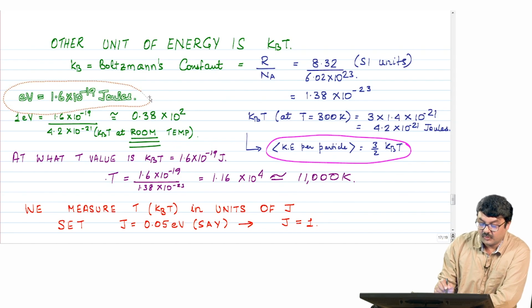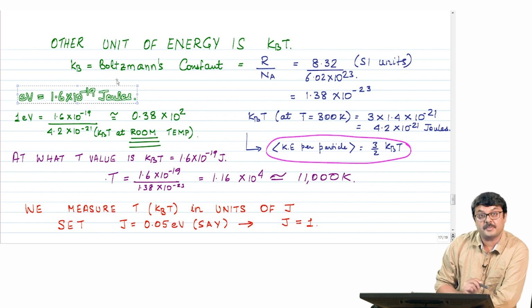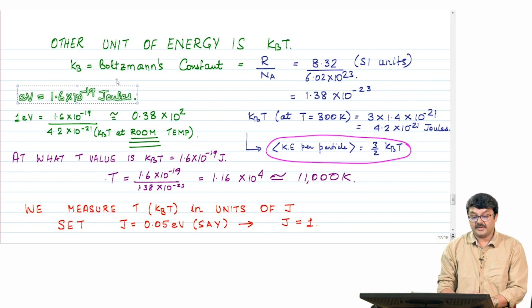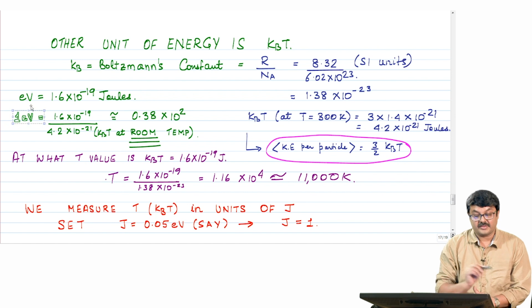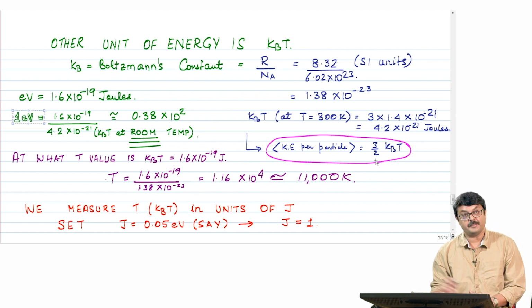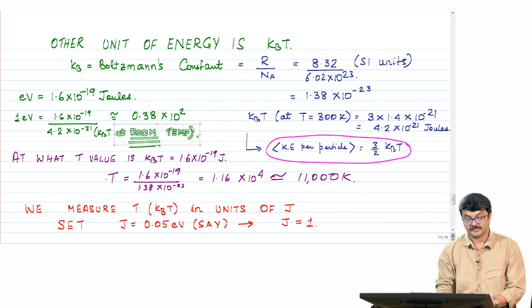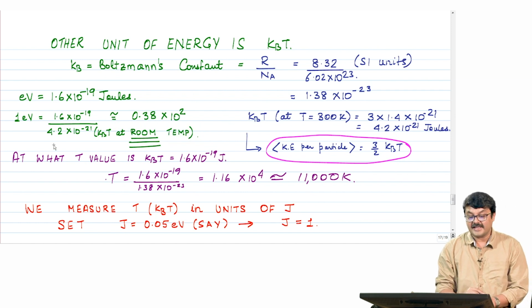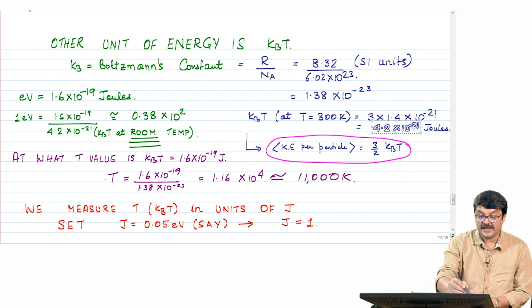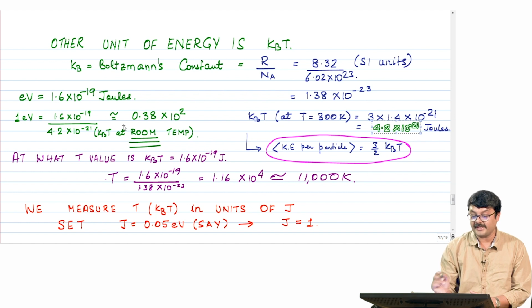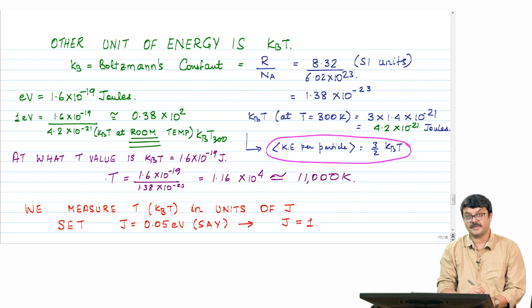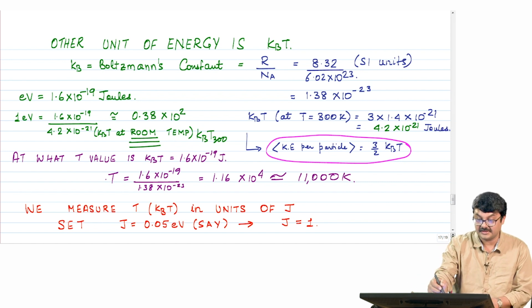Now, just to remind you that an electron volt is 1.6 × 10^-19 joules. If you want to express 1 electron volt in terms of kBT at room temperature, then 1 electron volt is 1.6 × 10^-19 divided by 4.2 × 10^-21. Do the calculation and what you get is 0.38 × 10^22 kBT at 300 K. If you change the temperature, the value of kBT is going to change, remember that.